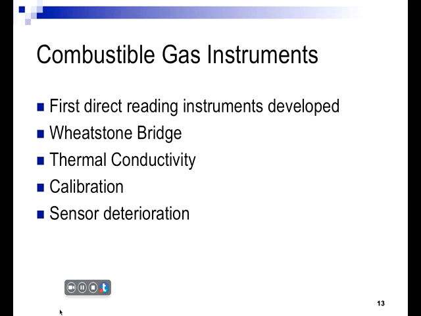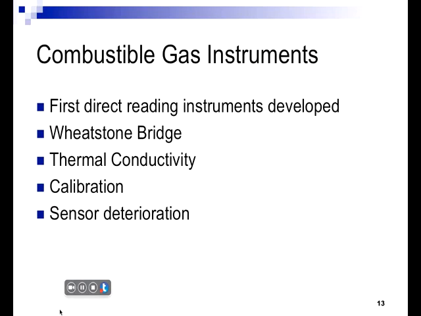Now, the oldest ones are the combustible gas instruments, and these are the first direct reading instruments that were ever developed. They work on the process of having a Wheatstone bridge, and I'll show a picture of that in a second, but what they measure is thermoconductivity. If you have a Wheatstone bridge, you have a current going through a wire, and you heat up one part of the wire and not another part of the wire.